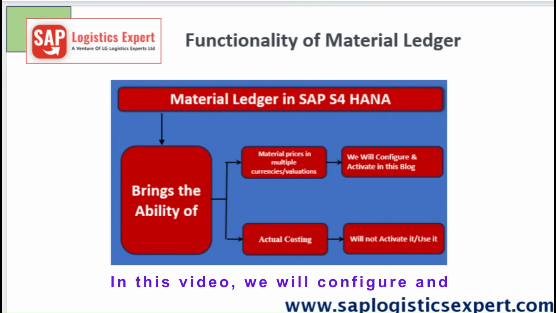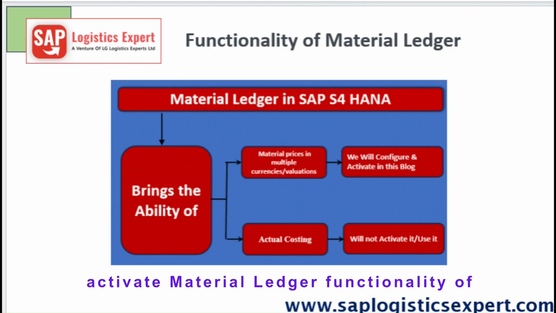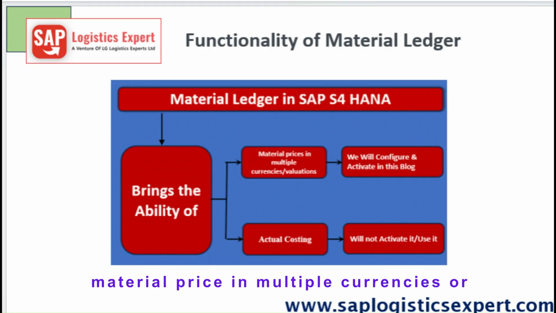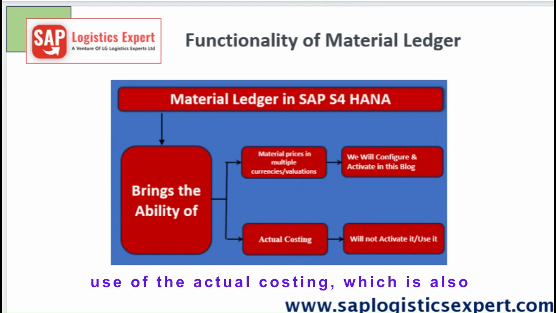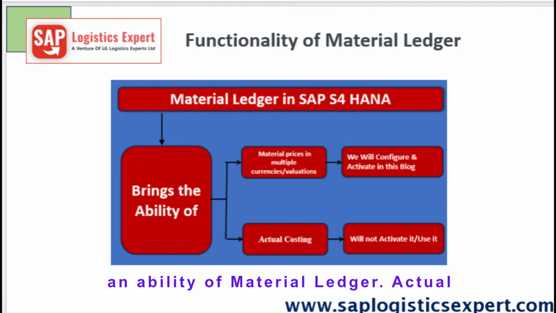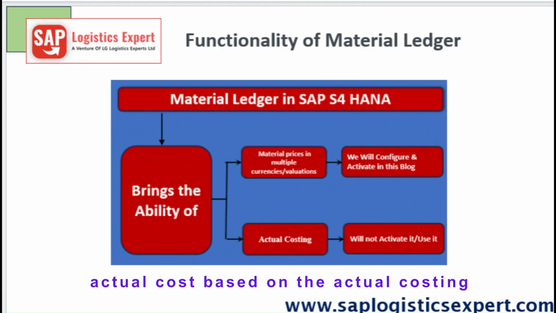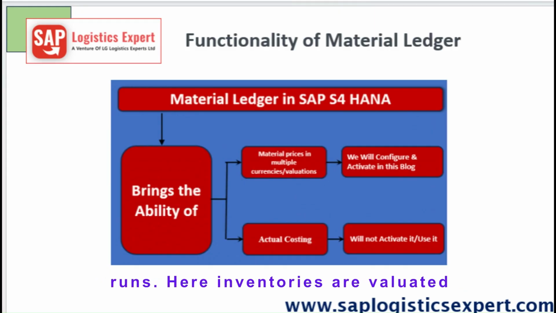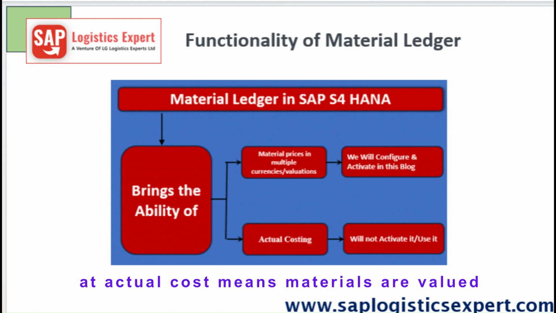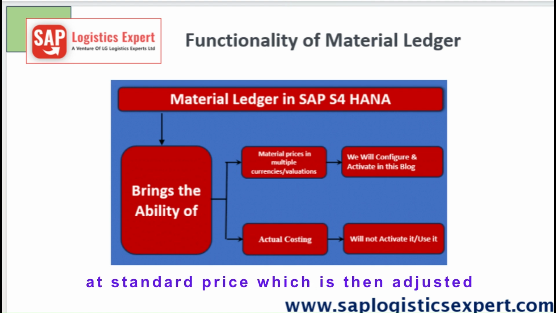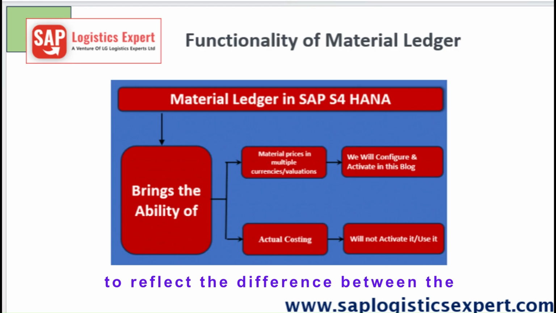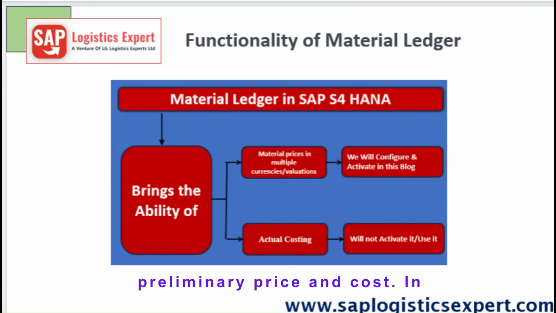In this video, we will configure and activate material ledger functionality of material price in multiple currencies or multiple valuations, but not activate or use the actual costing, which is also an ability of material ledger. Actual costing means inventories are valued at actual cost based on the actual costing runs. Here, inventories are valuated at actual cost, meaning materials are valued at standard price, which is then adjusted to reflect the difference between the preliminary price and cost.